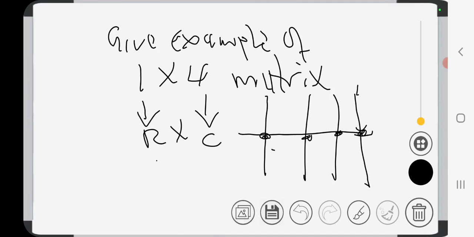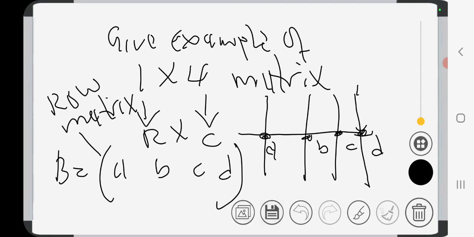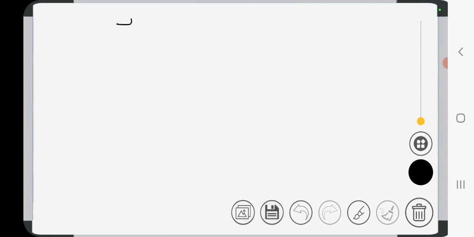So you can put any letter. Let's say letter A, B, C, D. So let's say it's going to be matrix B, A, B, C, D. So this is the one example of 1 by 4. Since we are having just a row, this is called a row matrix. A row matrix. So before I continue in my next lesson on this topic, I want to introduce us to what is called the trace.